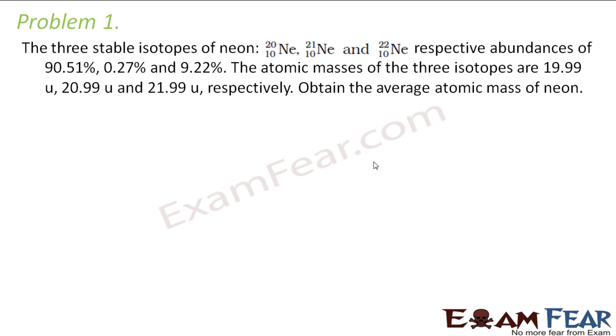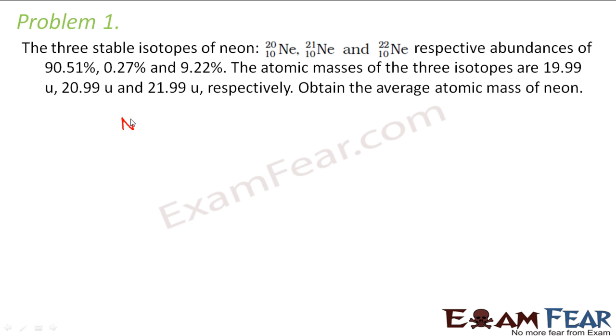The first problem says that the three stable isotopes of neon, that is neon 20, neon 21 and neon 22, have respective abundances of 90.51%, 0.25% and 9.22%. The atomic masses of the three isotopes are 19.99 atomic mass unit, 20.99 atomic mass unit and 21.99 atomic mass unit respectively. Obtain the average atomic mass of neon.